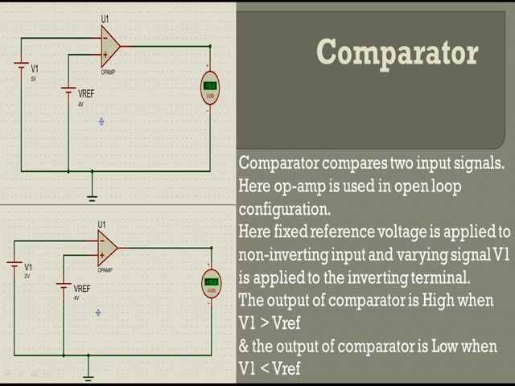You can notice if input voltage is 5 volt and reference voltage is 4 volt, then output is minus 15 volt, and when input voltage is 2 volt and reference voltage is 4 volt, then output is plus 15 volt. So it compares the two input voltages and gives the output high or low.